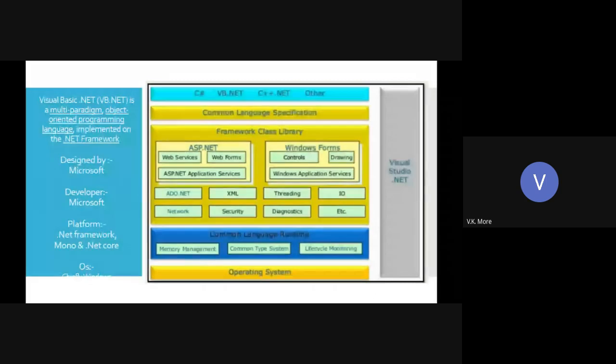This is a free platform developed by Microsoft for developers to create software in any language of a developer's choice. This is nothing but a multi-paradigm object-oriented language which is implemented over the .NET framework. There are also other platforms such as Mono and .NET Core, which are free and allow the developer to develop software in any language of his choice. VB.NET supports mainly Windows, but it also supports Unix, Linux, Mac, and also Android devices.